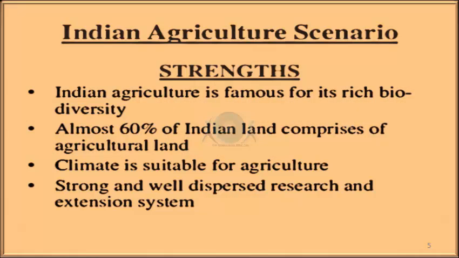Now, Indian agriculture is also famous for its biodiversity. Almost 60% of the Indian land comprises agricultural land, and the climate in India is suitable for agriculture. There is also a strong and well-dispersed research and action system that has been developing over the years.